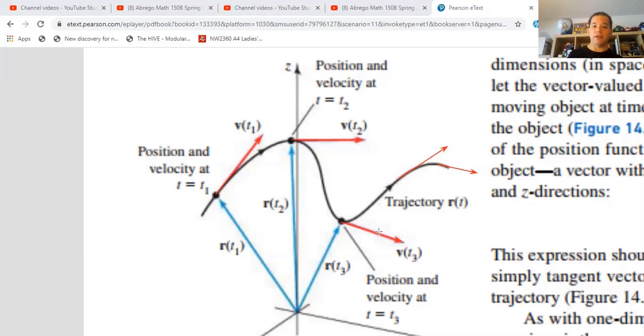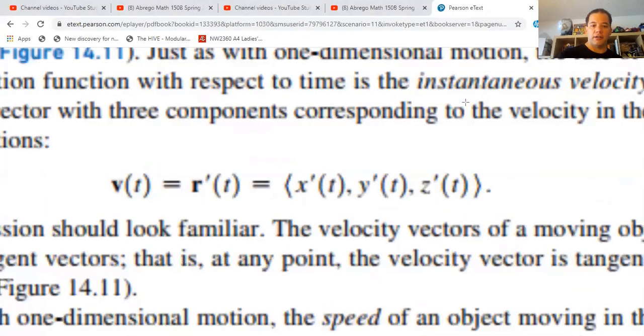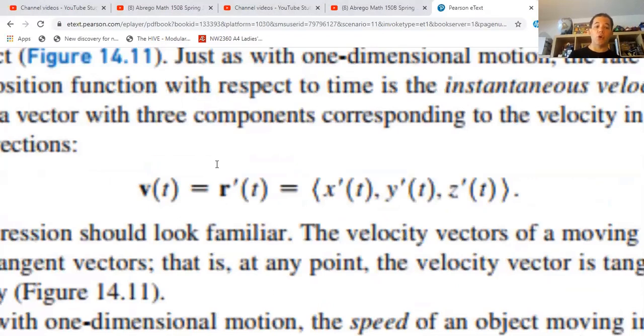So let me show you the definition right here from the book. Right here is what I have just told you, that the velocity is the rate of change of the vector function, r of t, so r prime of t, which is the one that has components x prime, y prime, and z prime. So you take the derivative of the first component, the second component, and the third component.